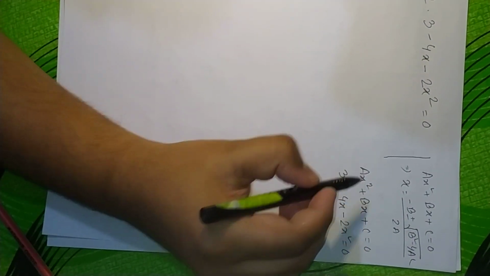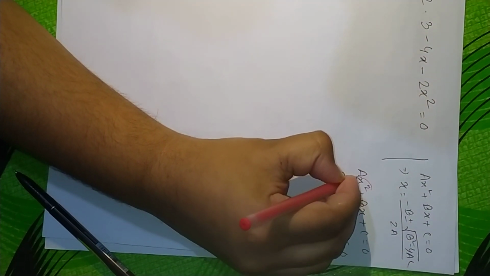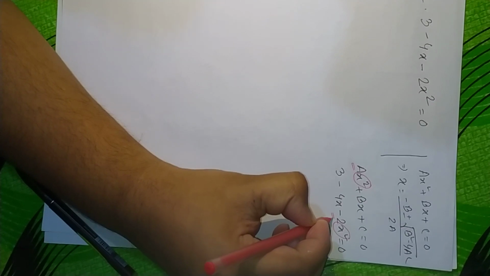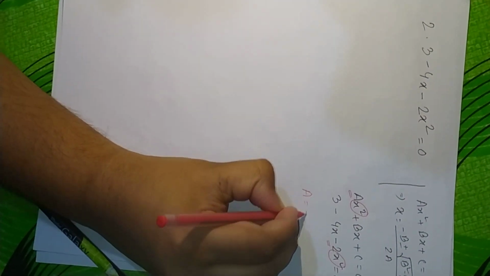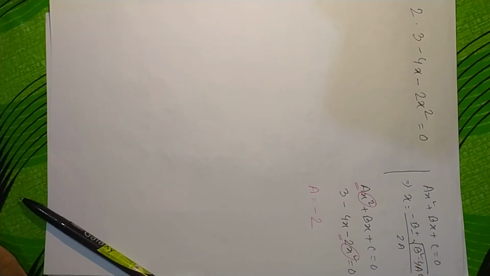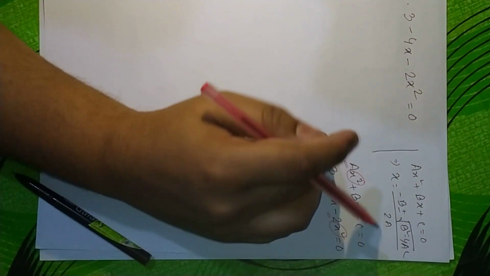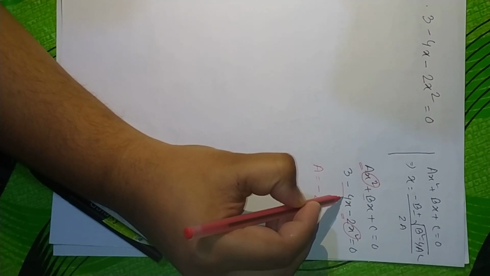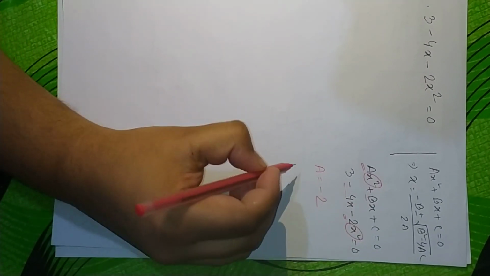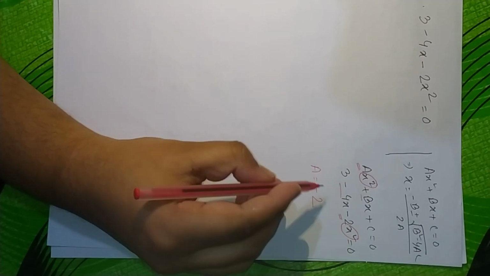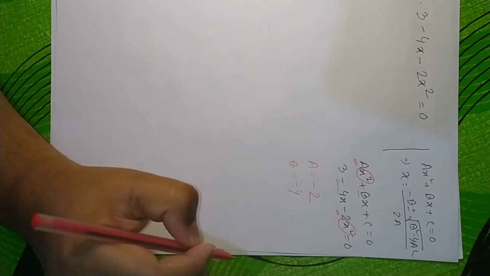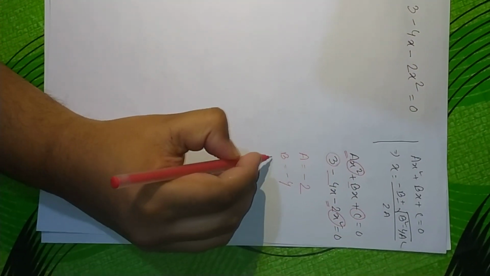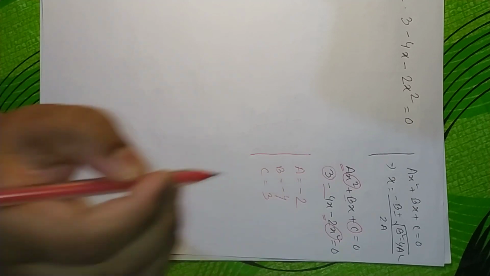Look at that. Where is x square? Here is x square and a is here. So the value of a will be what? That is nothing but minus 2. Then b equals what? b equals minus 4. Why? Because the coefficient of x is b, and the coefficient of x is minus 4. And c equals, this is nothing but 3.